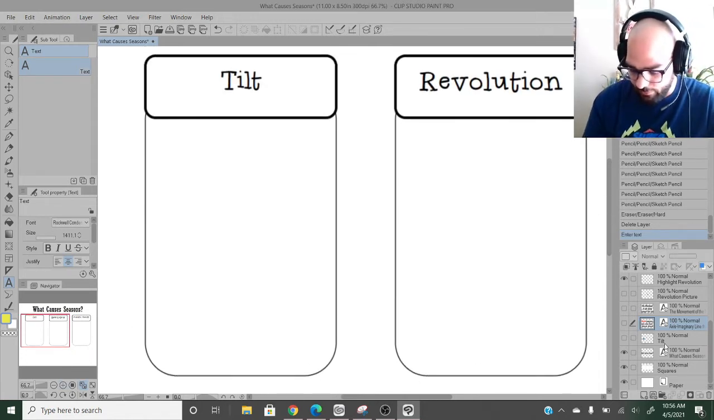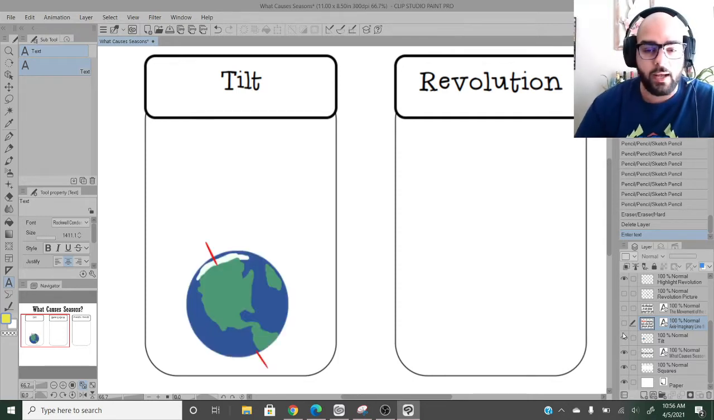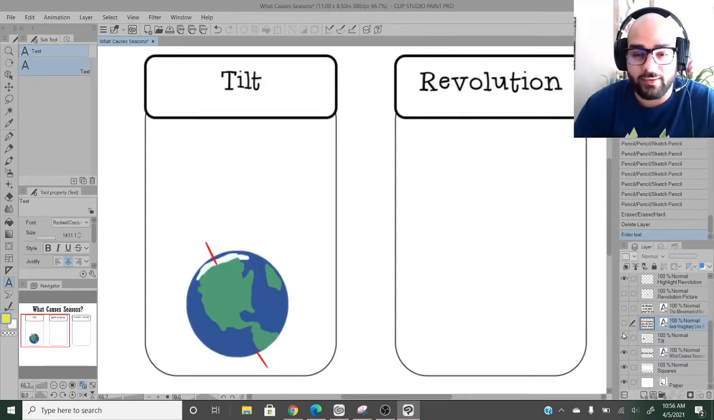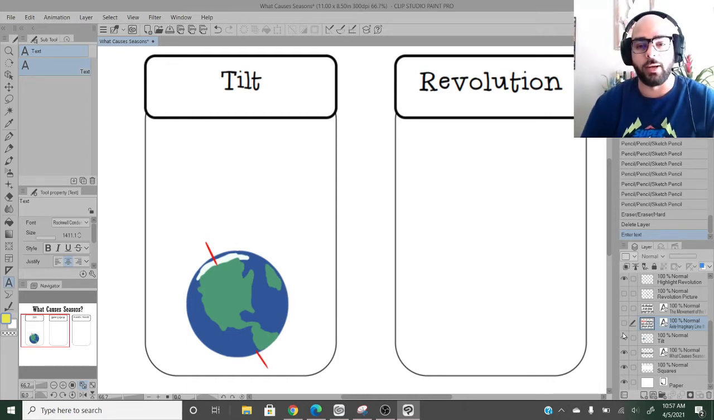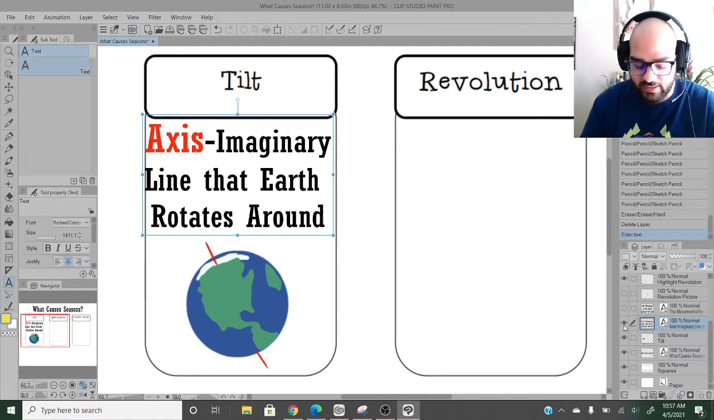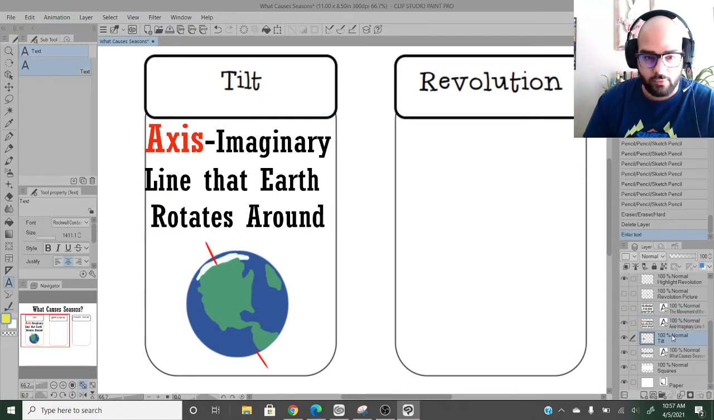Okay, so what do we mean by tilt? Well, when I'm talking about tilt, I'm referring to Earth, right, and how it is tilted along its axis. Okay, that red line right there on my globe, or my representation of the globe, is the Earth's axis. And what exactly is the Earth's axis? Well, it's an imaginary line that Earth rotates around. Okay, so that's what Earth's axis is.